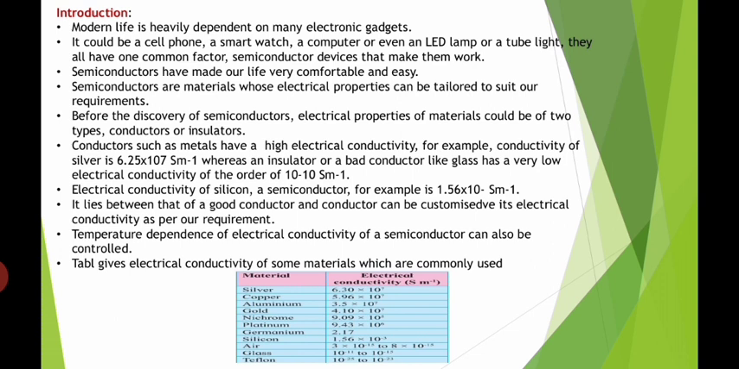For example, the conductivity of silver is 6.25 × 10^7, whereas an insulator or bad conductor like glass has very low electrical conductivity. The electrical conductivity of a semiconductor, for example silicon, lies in between conductors and insulators. The temperature dependence of electrical conductivity of a semiconductor can also be controlled. The following table gives the electrical conductivity of some commonly used materials.